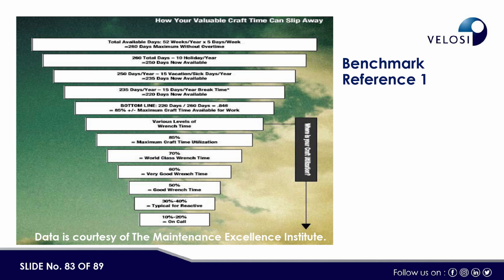So now, various levels of wrench time: maximum craft time utilization is 85%, world class 70%, then very good wrench time is 60%, good wrench time is 50%, typical or reactive is 30 to 40%, and the worst, call-out basis, is 10 to 20%. So here, if we see this pyramid, it gives us a good picture, right? This data is courtesy of the Maintenance Excellence Institute.